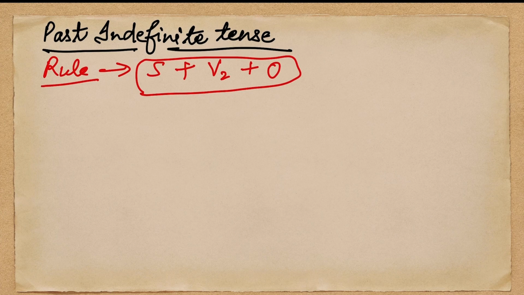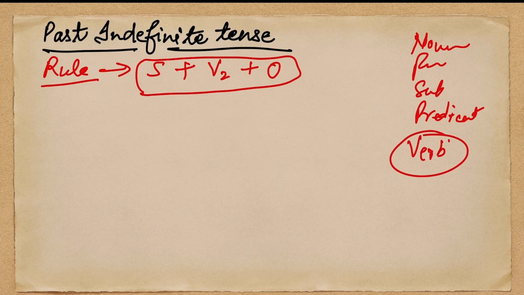I have already told you that you have to do something yourself, so I hope you would have done that. These things are noun, pronoun, and subject, predicate, and verb. This is the most important. You have to do it yourself. And if you have any doubt, then you can ask. We can make a video on this also. So let's start the past indefinite tense.